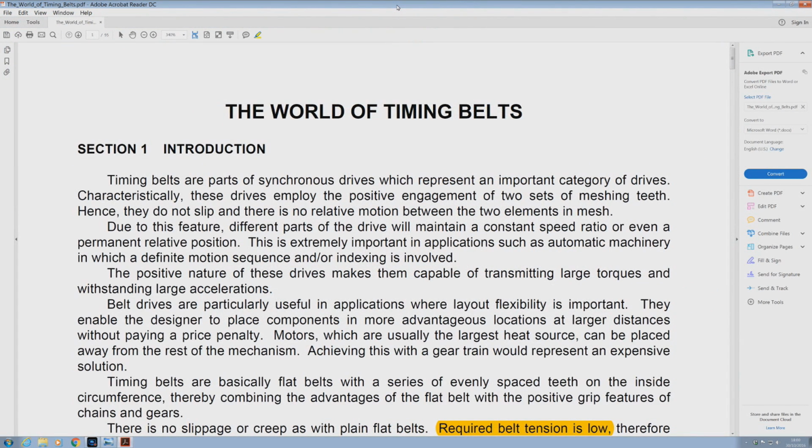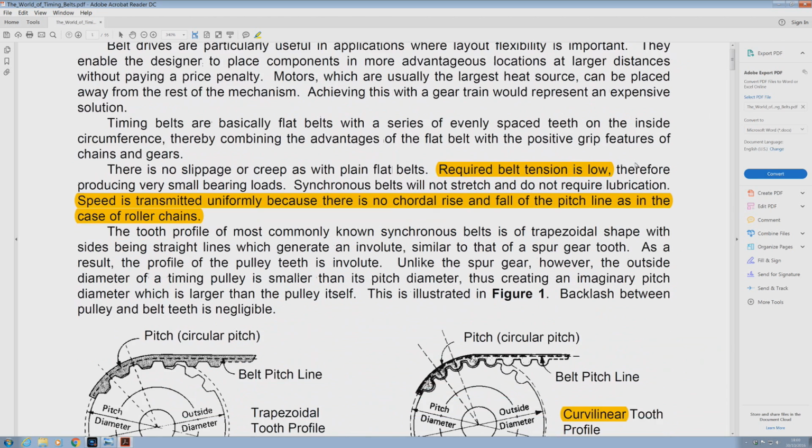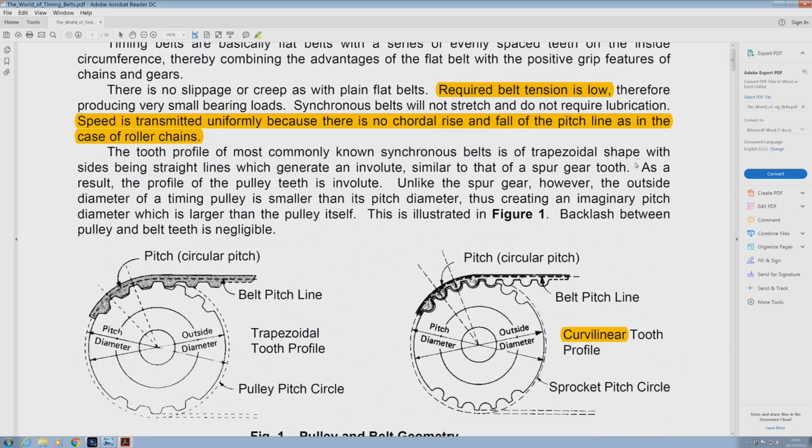So my research started going back to basics and looking at, as it says here, the world of timing belts. And some of the interesting things that I came across to start with, I've highlighted in yellow here. First of all, the ideal situation for a timing belt is to have it under low tension, not under high tension.